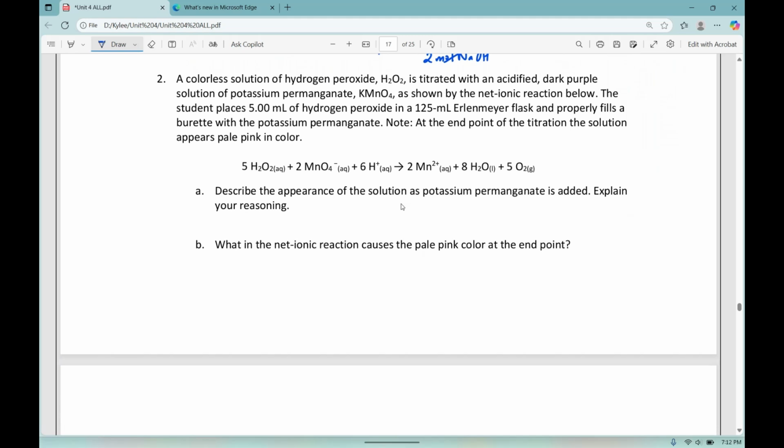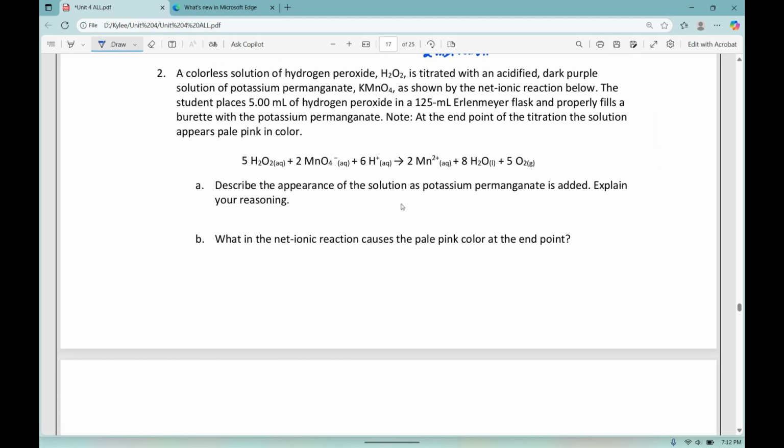On number 2, we have a colorless solution of hydrogen peroxide that is titrated with an acidified dark purple solution of potassium permanganate. This is actually the oxidation-reduction titration that I do. As shown below with the net ionic equation, the student places 5 mL of hydrogen peroxide in an Erlenmeyer flask and fills the burette with potassium permanganate. So it says, describe the appearance of the solution as the potassium permanganate is added.